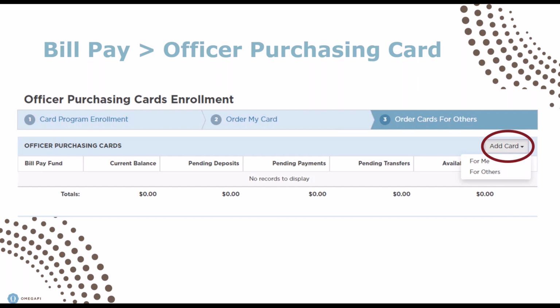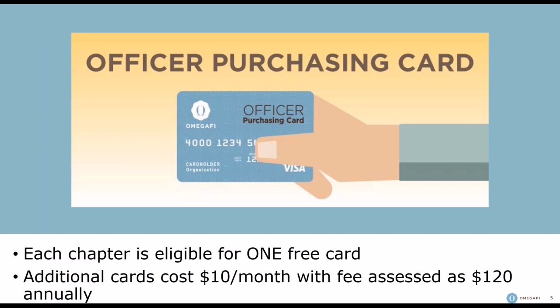To add a new card, you're going to select Add Card under the Officer Purchasing Card page. If you are adding the card for yourself, you'll just select For Me and complete the form. If you're adding a new card for another officer or an advisor, you'll select For Others, and you'll complete the form by selecting a name from the pick list and then clicking Submit. The person that you picked will then receive an email invite with details on the program and instructions for enrollment. Each chapter is eligible for one free card, and each additional card ordered costs $10 per month, which is assessed annually in one installment of $120.